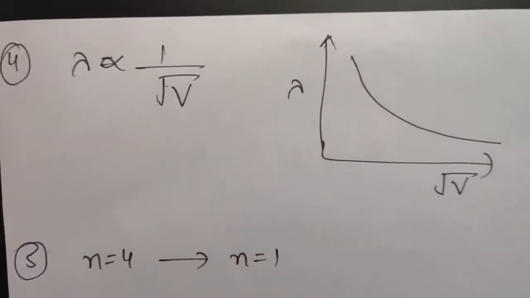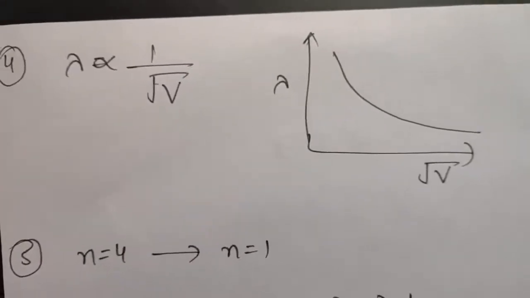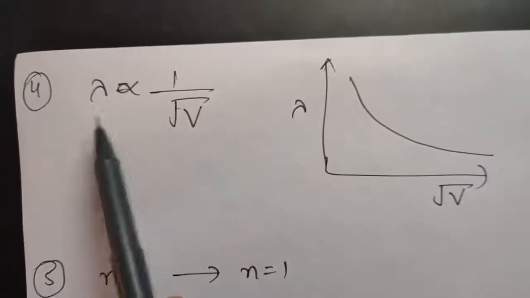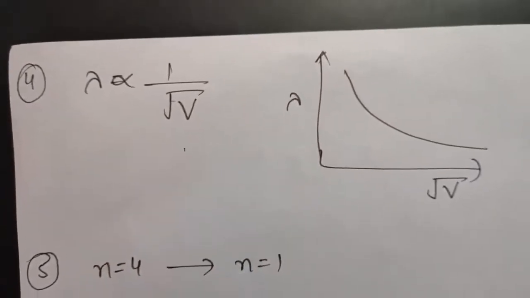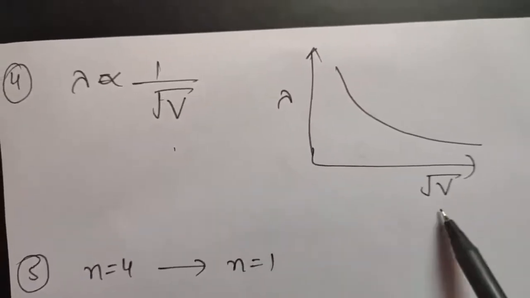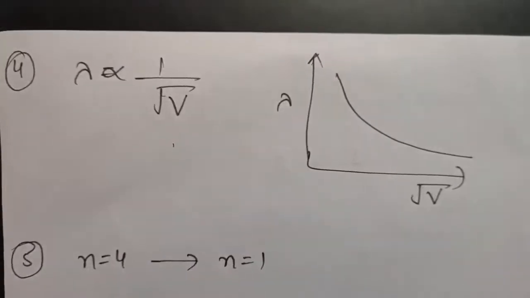In question number 4, you have to plot a graph between de Broglie wavelength and the potential through which an electron is accelerated. So as you know, lambda is inversely proportional to under root v. This we have calculated in theory lectures. So that means the graph between lambda and 1 upon under root v will come to be like this.